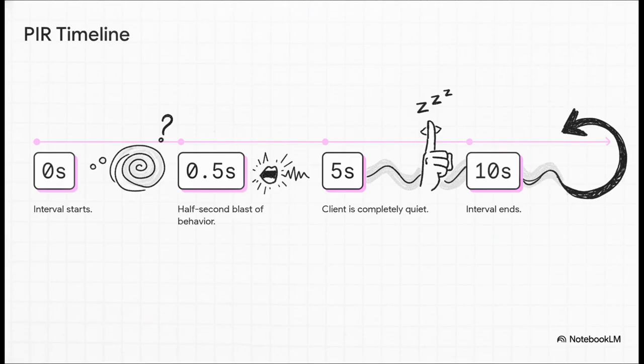Let's walk through a physical timeline to see this in action. I want you to imagine a clean 10-second interval block. At 0 seconds, nothing's happening. Then, exactly half a second into the interval, your client engages in a behavior. Let's say they scream for just a tiny half-second blast, barely a blip. And then, for the remaining 9.5 seconds of that block, they are completely quiet.